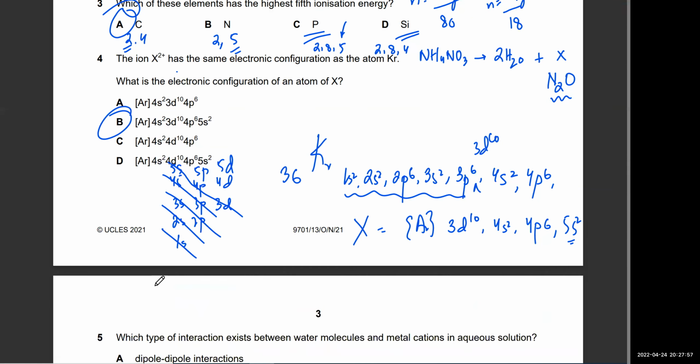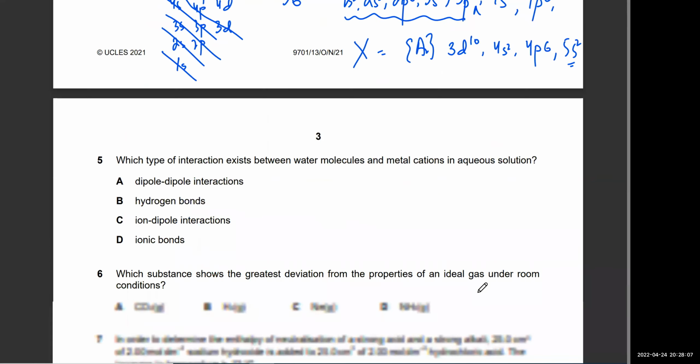Okay, and just remember, krypton had the same electronic configuration as the X +2 ion. So the atom X will have 2 extra electrons. So I added 2 extra electrons to that.